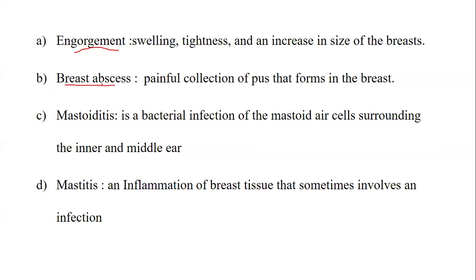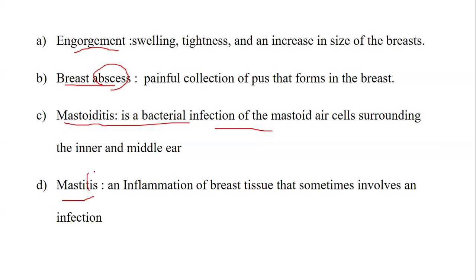Next is breast abscess. We know that abscess means pus formation. So there will be a painful collection of pus that forms in the breast. That is called breast abscess, which is associated with infection. Then next is mastoiditis. It is a bacterial infection of the mastoid air cells surrounding the inner and middle ear. So out of these four options, this is the option which is away from the breast. It is an infection seen in the mastoid air cells within the ear.